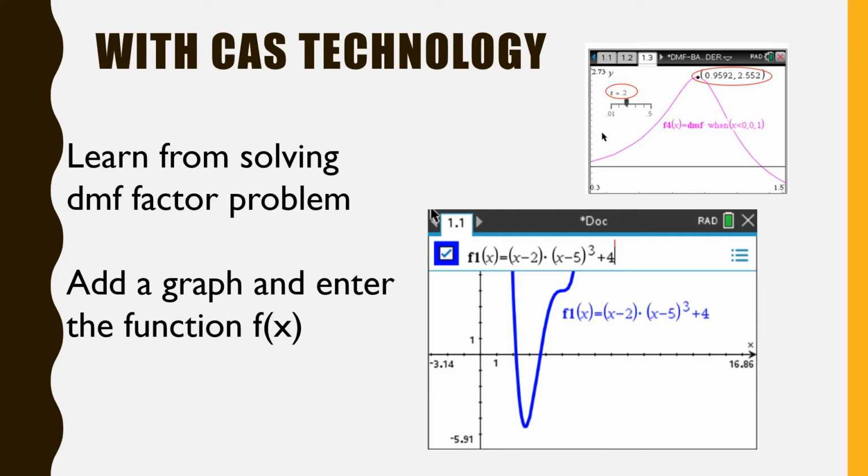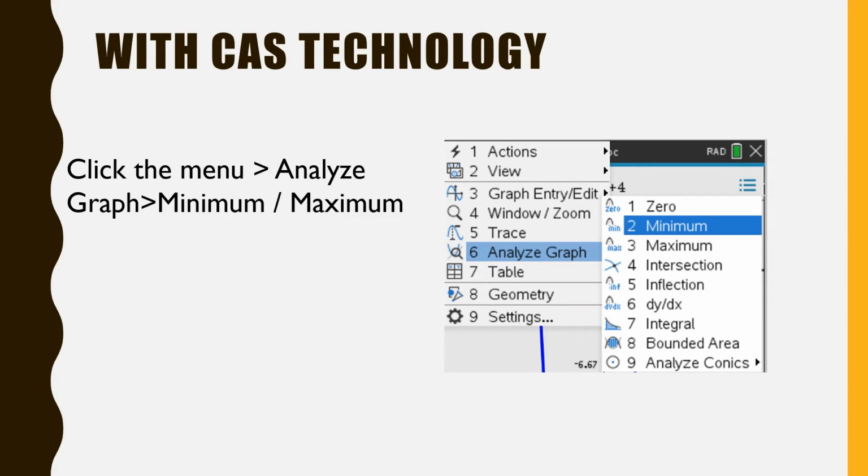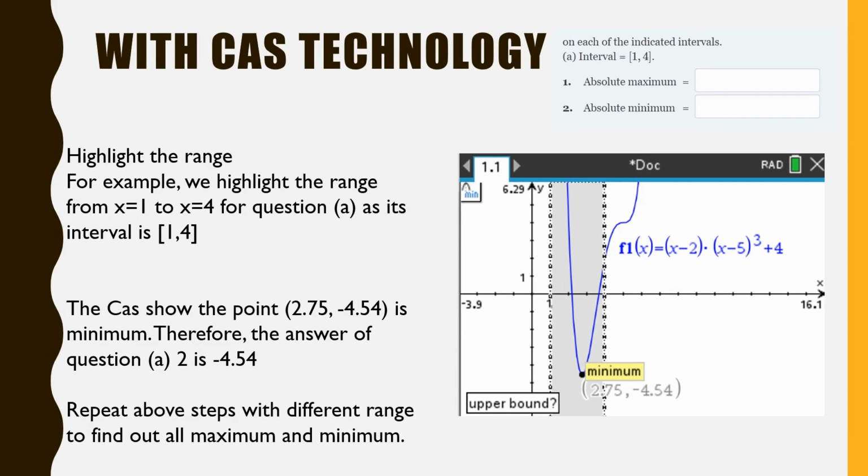The first step, I need to add a graph and enter the function, f of x. And then I need to click the menu, find the analyze graph choice, and click either minimum or maximum. And the last step is quite easy, I just need to highlight the range.